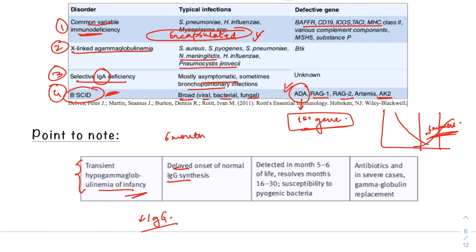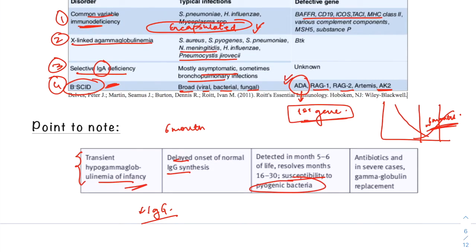In this period of low IgG levels, the child is usually susceptible to various pyogenic bacteria. In most cases, antibiotics are sufficient to treat the pyogenic bacterial infections occurring, but in severe cases, we can give gamma immunoglobulins or replace the immunoglobulins with IVIG.